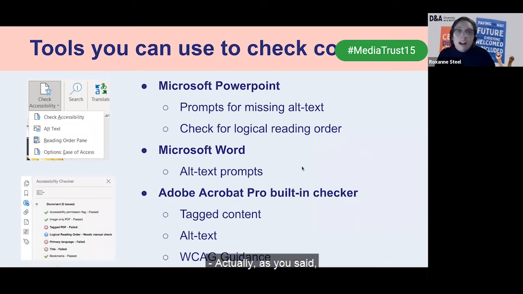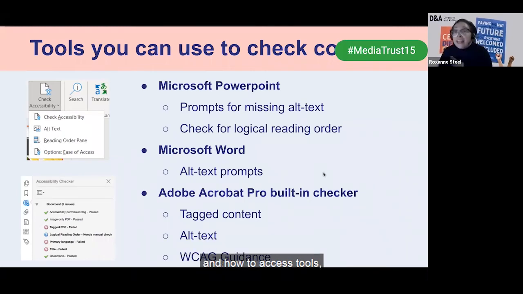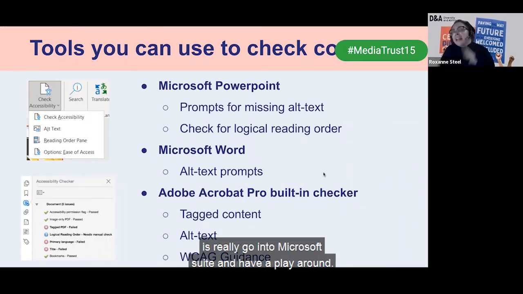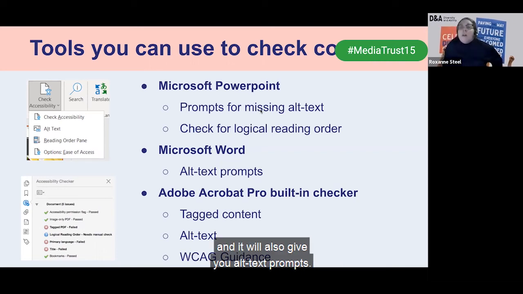Over to you, Rox. As you said, there's some really great built-in checkers that you can use on most of the Microsoft suites, and Adobe Acrobat Pro has a built-in checker. What I would say, because we could do a whole session on this and how to access tools, is really go into Microsoft Suite and have a play around. Honestly, there's some really great accessibility features, but one that I'd always say is go into View and always try and check the accessibility. It's going to talk you through the flow of the document. It's going to point out whether it's going to be clear for someone who's processing, and it will also give you alt text prompts.